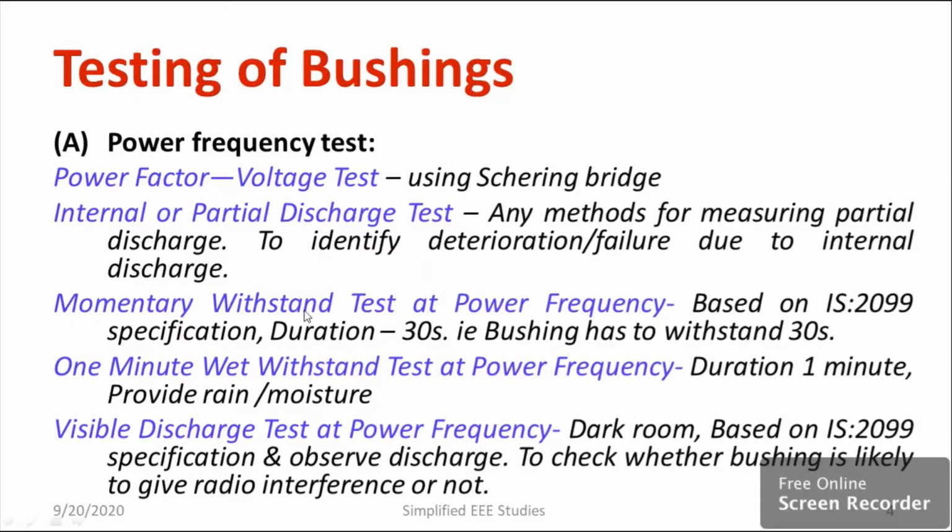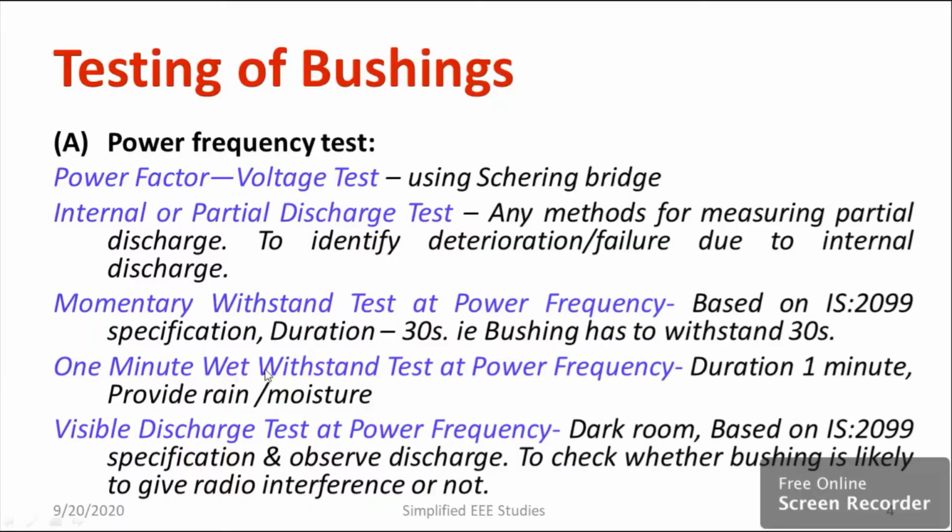If I talk about the momentary withstand test at power frequency, it is based on Indian Standard Specification 2099. The duration of the test is only 30 seconds. In that duration, your bushing has to withstand. If any problem is encountered with the bushing, definitely you have to reject the test piece. Otherwise, you can accept. So you have to generate a specified voltage, and the duration of the test is 30 seconds. Within the 30 seconds, your bushing should be perfectly fine. If any unhealthy conditions occur, you have to reject that bushing piece.